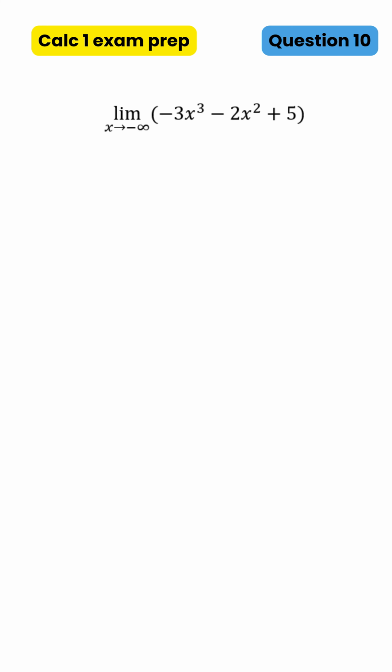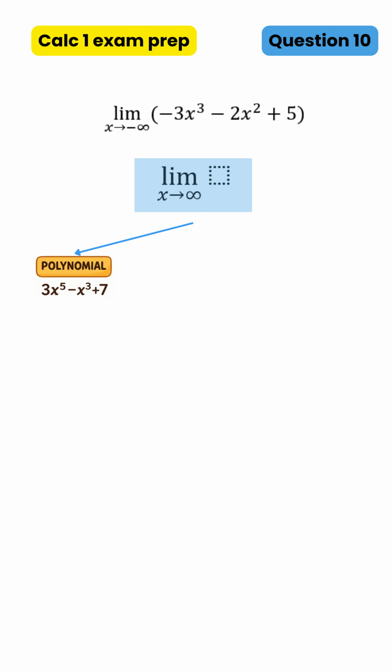In this question, we need the limit as x goes to negative infinity. Infinity can be confusing, so always have a plan. Step 1. Check what type of function it is. If there's no x in the denominator, it's a polynomial. If there is an x in the denominator, it's a rational function.